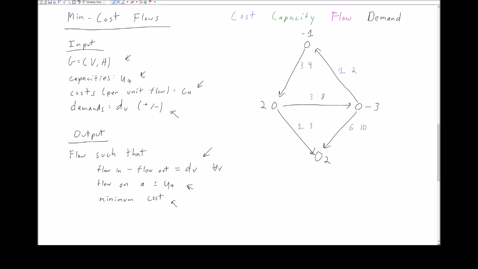Having -3 demand means that 3 units of flow have to be leaving this node. We'll send 2 of the units of flow along this one arc. This arc has an upper bound of 2 and a very low cost. We'd like to send as much flow as we can across it, but we can only send 2 or else we'll violate the upper bound. The rest of the flow is going to be sent along this bottom arc. This bottom arc has a very high capacity but a very high cost, so we don't want to send much flow across it.